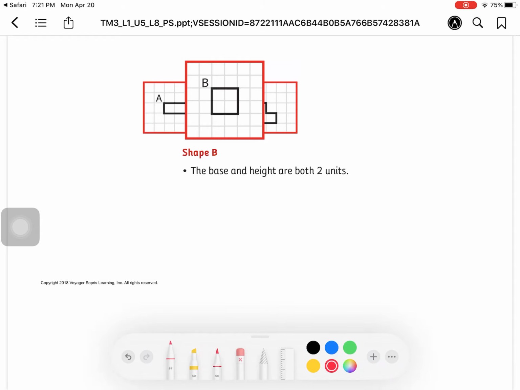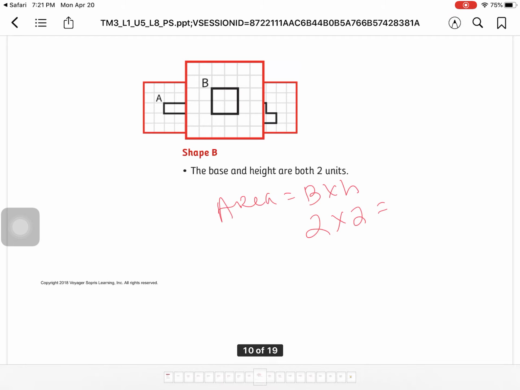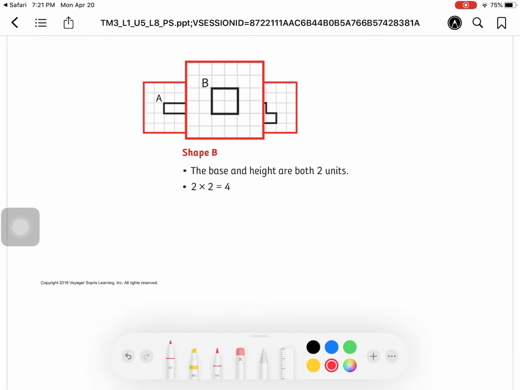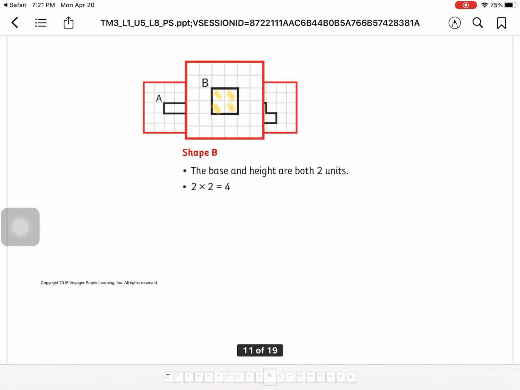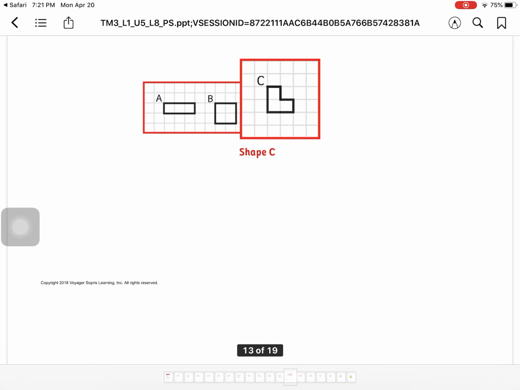And again, I know that area equals base times height. So then I know I have 2 times 2. And I bet everybody knows 2 times 2 is 4. And again, you can see on the inside, I've got 1, 2, 3, 4 square units on the inside. So that would be my area. So shape B has an area of 4 square units.